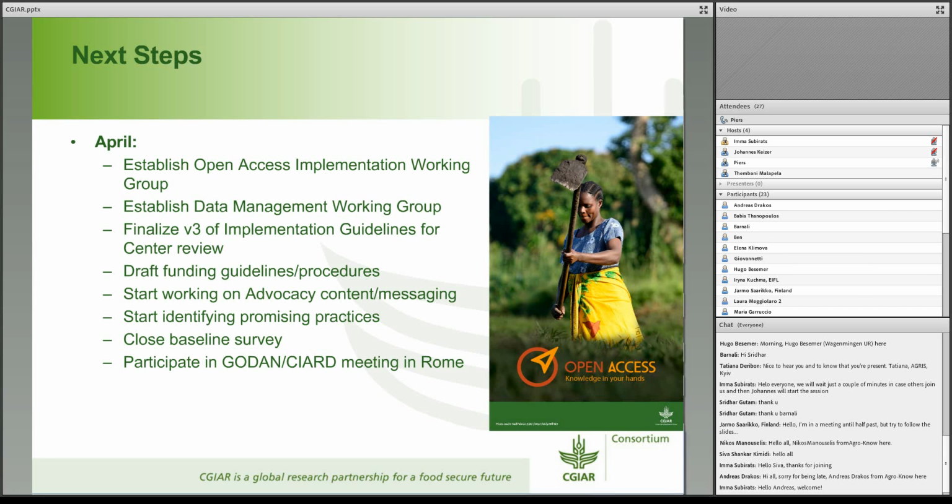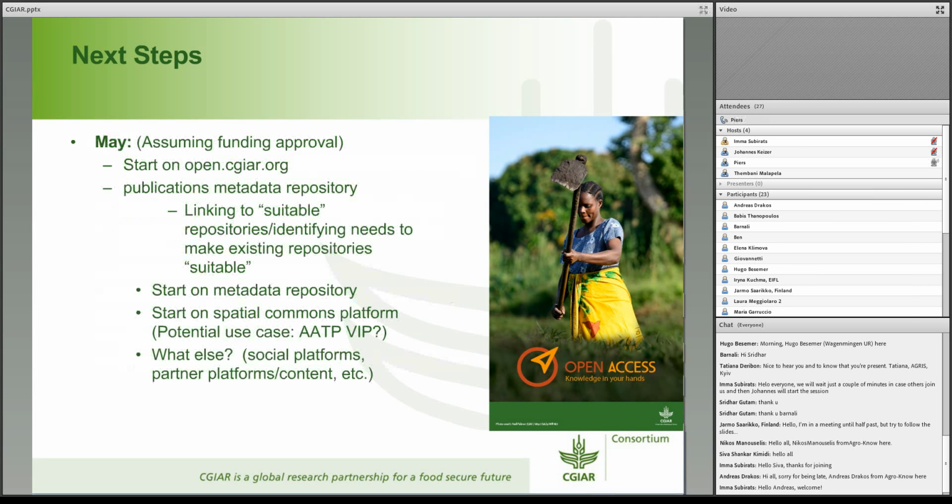If we get our funding approval, then we're going to start on our side on actually developing the metadata repository, which will sit at open.cgiar.org, and actually how we start to build that. Then we're going to start on a couple of other related elements, the spatial commons, and a potential use case might be a project that we've been working on with a number of partners, including FARA and the African SROs, called the Africa Agriculture Technology Platform. And that's AATP that you see there, and VIP stands for Information Platform.